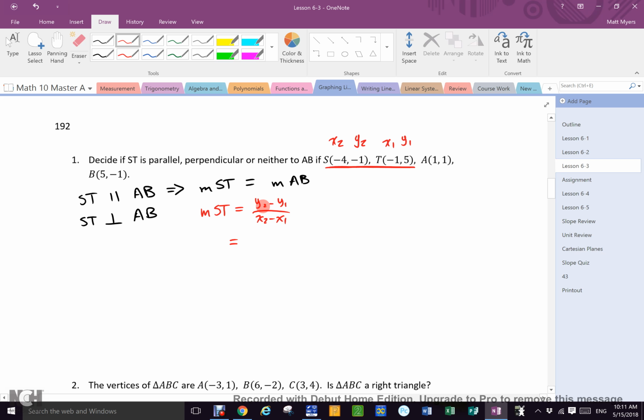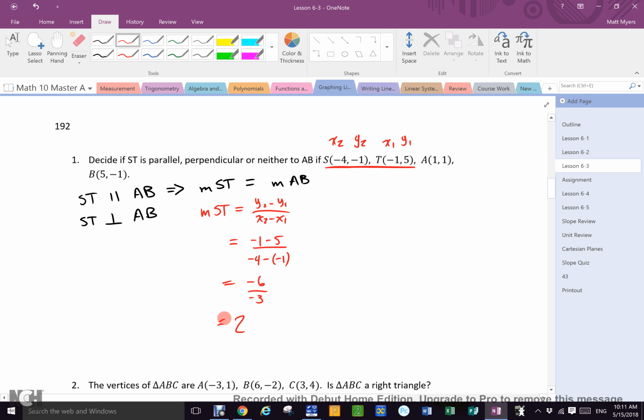Y's go on the top. So what is it? Negative 1 minus 5 over negative 4 minus negative 1. What's negative 1 minus 5? Negative 6. What's negative 4 minus negative 1? Negative 3. Two negatives make what? 6 divided by 3 is 2. So now I know ST is 2, right?